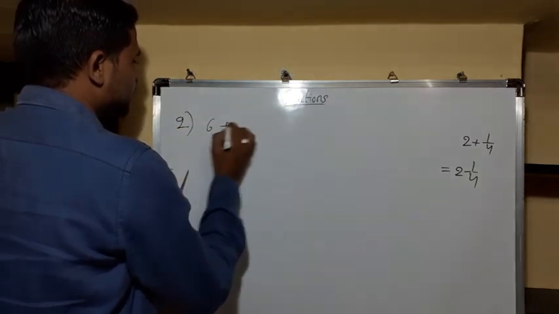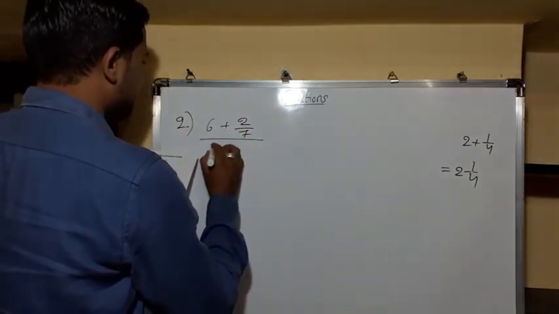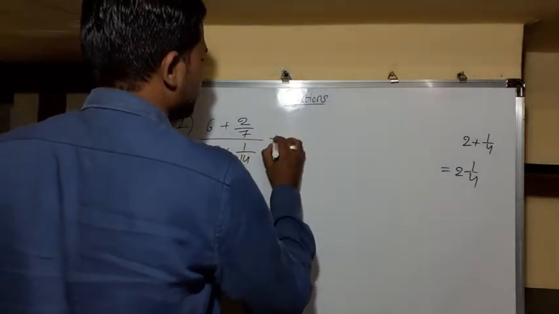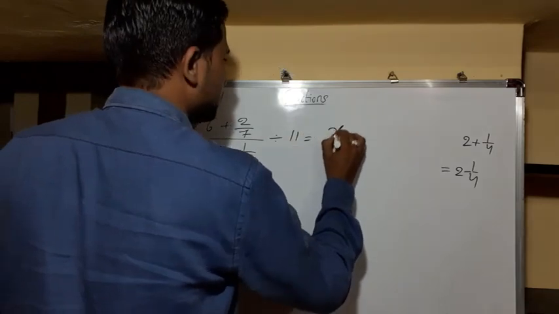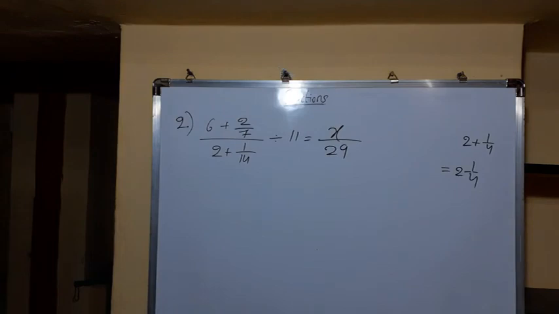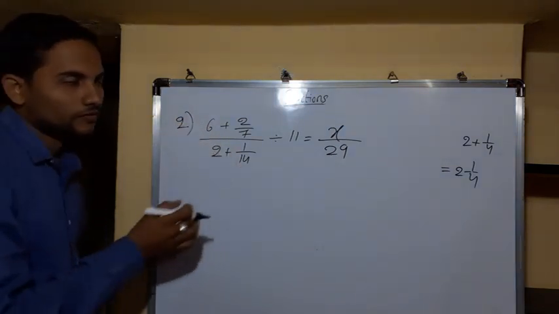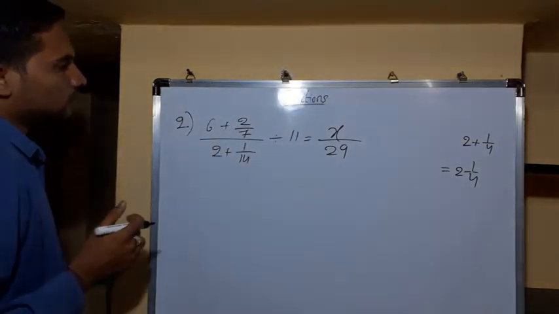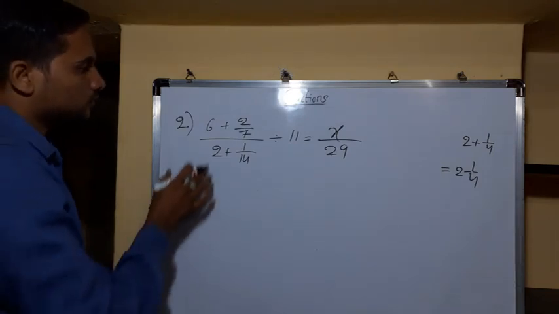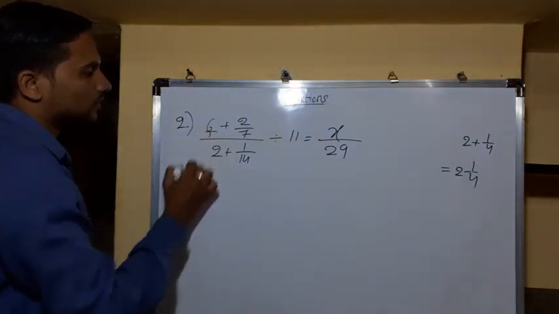Six plus 2 by 7 divided by 2 plus 1 by 14 divided by 11 is equal to x by 29. So now see here friends, this is a division rule what we have discussed just now. So now directly I will solve with this. Don't go for the conventional way again, right? So directly we can solve with the trick, right?